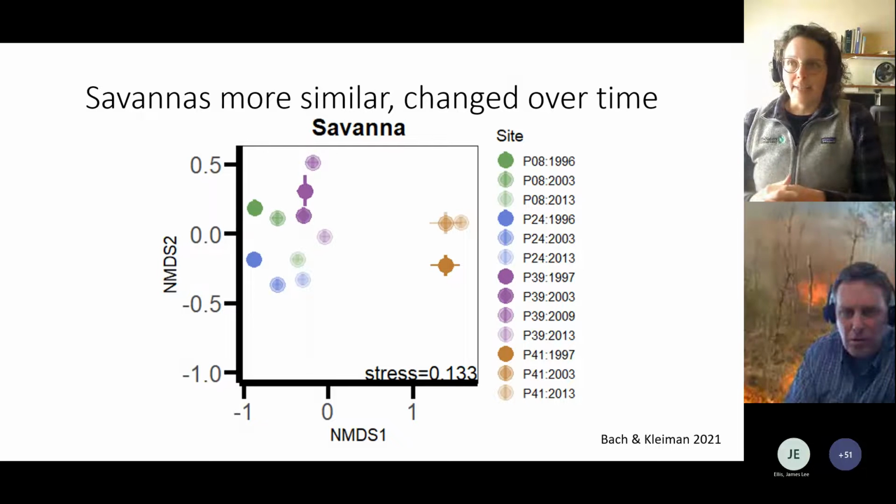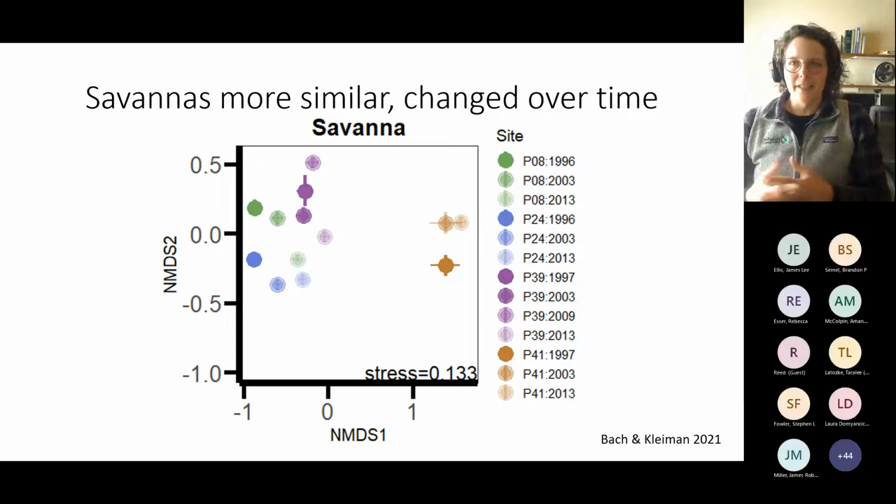Moving on to the savanna habitat, what we see here, again, each of these color families is a different transect. The savanna transects are much more similar to each other than we noticed with those native prairies. You see they're more clustered in this graph. But we did see these changes across time in the savanna habitat, similar to what we saw in the native prairie, savanna habitat, sorry.